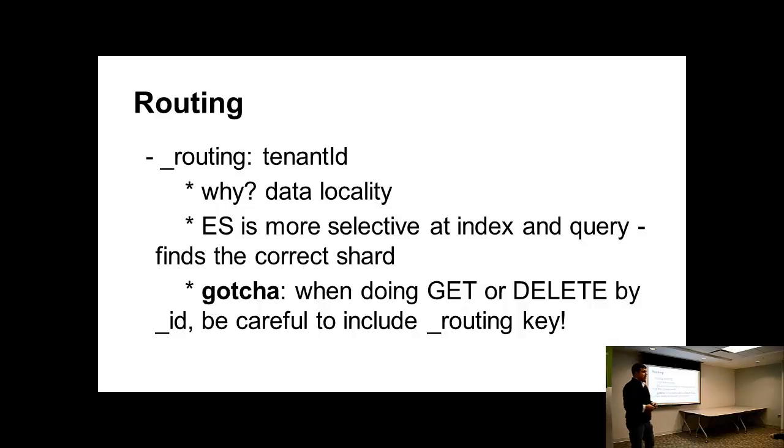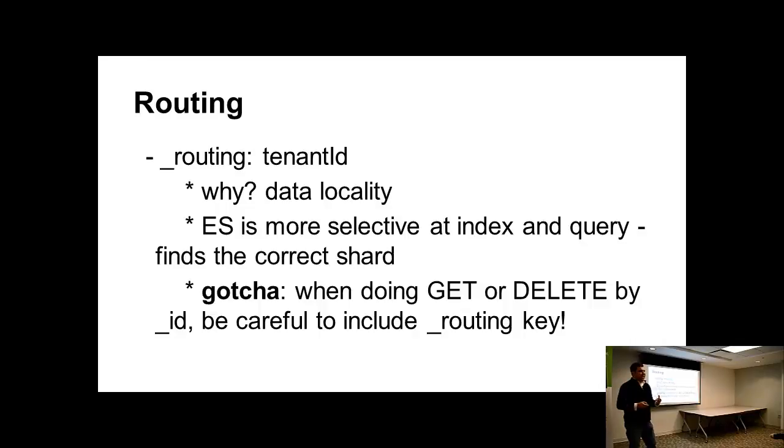So routing. Routing became important for us. How many people in the house are familiar with routing or using routing? So not too many. Routing is basically, by default, Elasticsearch, you notice its object IDs sort of look like a hash, right, that key. What it's doing is distributing out to the shards based on that hash. That's sort of its hash balancing function.